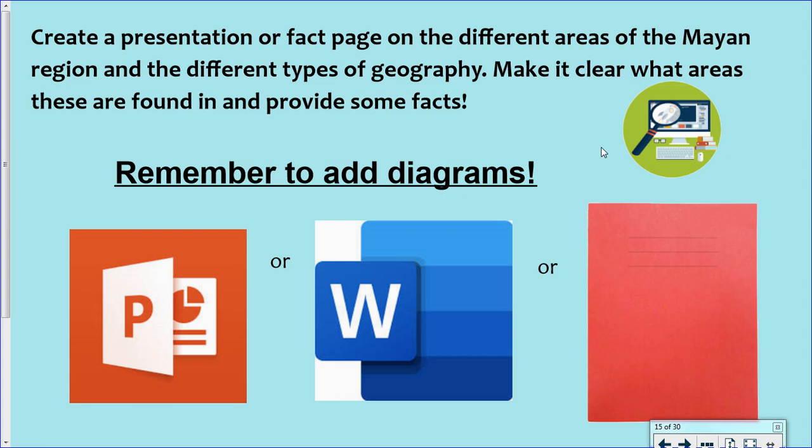So if you're talking about that coastline, maybe draw that part of the coastline. If you're talking about the rainforest, draw a little picture of the rainforest. If you're talking about the mountains, draw a picture of a mountain. And like I said, you can choose how you would like to present this.